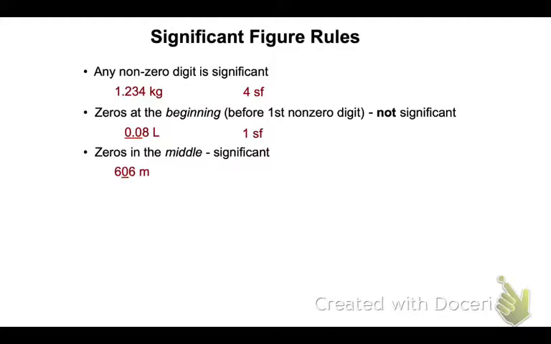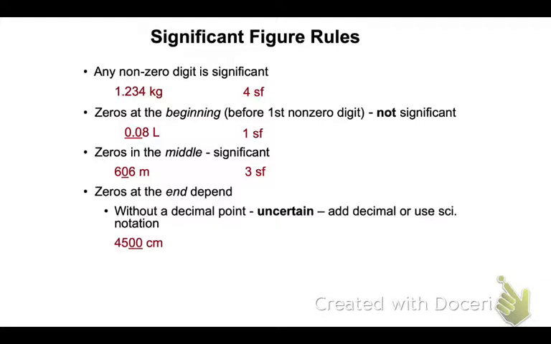Zeros in the middle, or what we call zeros between the non-zeros, are definitely significant. So 606 meter does have 3 significant figures in it. Zeros at the end, it depends. Without a decimal point, they are uncertain, and therefore they can be ambiguous. So the rule in this class: if I don't put any decimal point for you, I want you to consider these zeros as placeholders and therefore not significant. So this measurement here can be ambiguous.